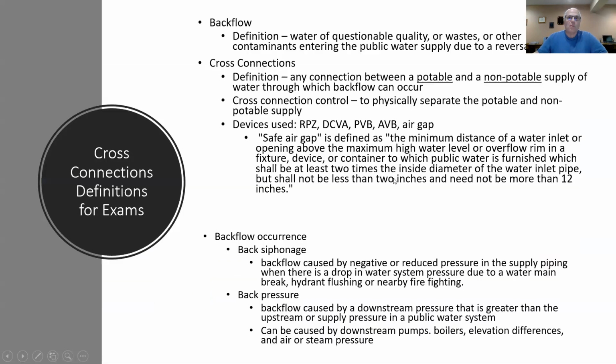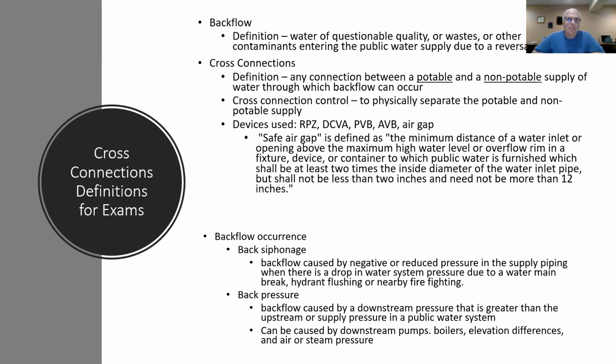Okay, cross-connection control for beginners. We should get to understand some of the definitions, and these tend to show up on exams for those of you operators taking a Class 1 or Class 2 exam. Some of the definitions that help understand what the cross-connection control program is all about are found here. So the definition of backflow itself is water of questionable quality or waste or other contaminants enter the public water supply because there is a reversal of flow. In other words, water that's already been used at a facility reverses its flow and comes back into the public water supply, and that is always not a good situation.